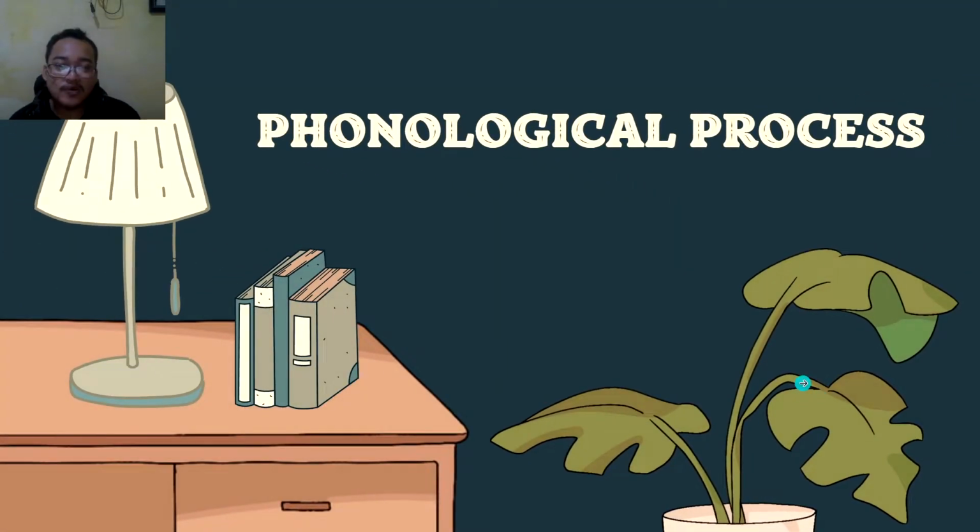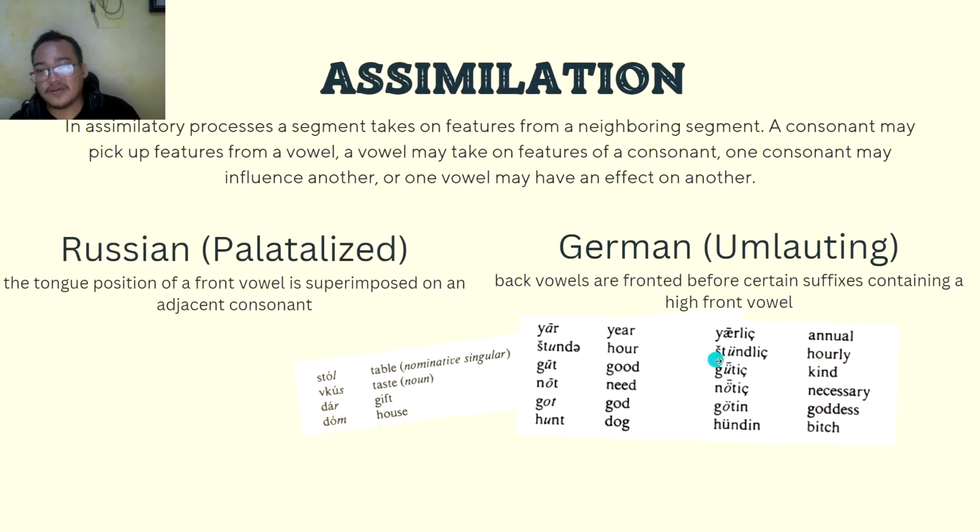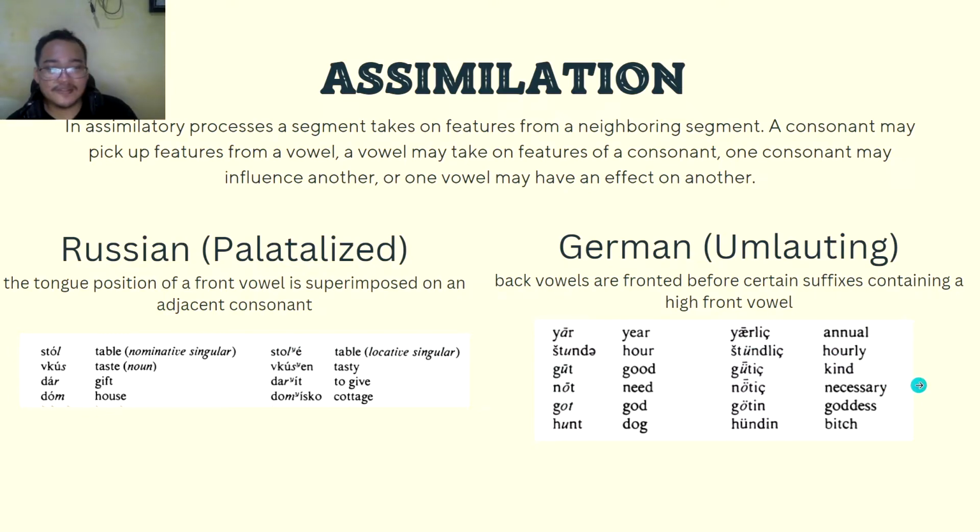And the next topic is about phonological processes. There are four phonological processes. The first one is assimilation. In an assimilatory process, a segment takes on features from a neighboring segment. A consonant may pick up features from a vowel. A vowel may take on features of a consonant. One consonant may influence another, or one vowel may have an effect on another.